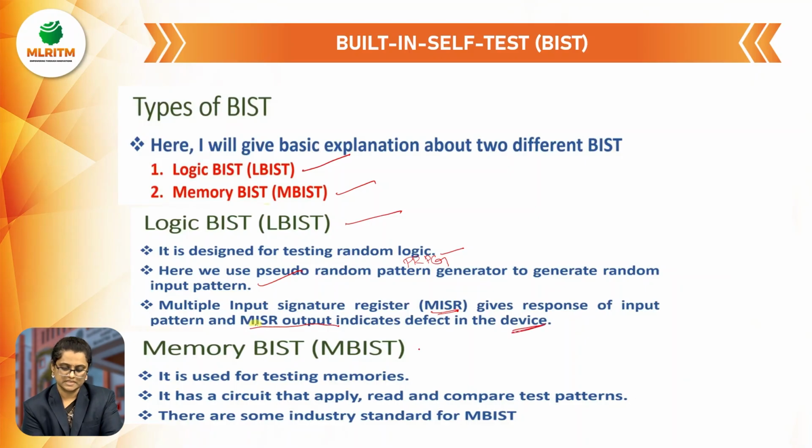Coming to the memory BIST, MBIST, it is used for testing memories, and it has a circuit that applies, reads and compares the test patterns. Before that we store the test patterns into the memory, and that is called memory BIST. There are some industry standards for MBIST, that is SRAM and DRAM. So these are the types of BIST.